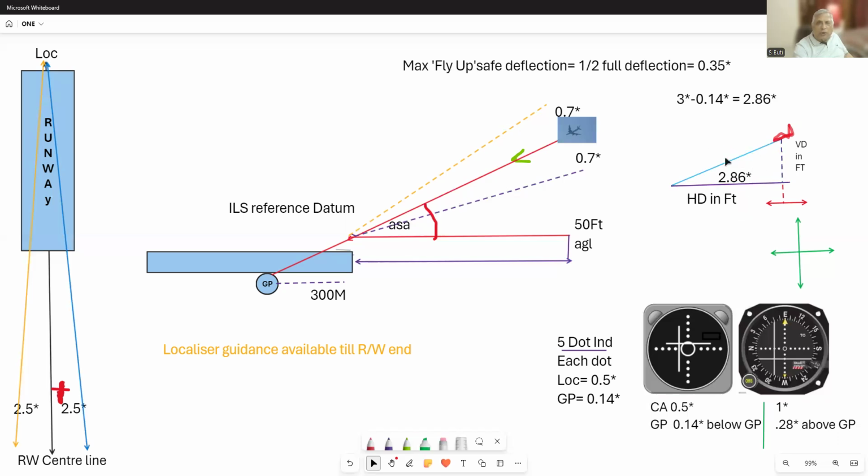Now I'd like you to try a few numericals, which I will give you in the next lesson, along with the numericals for VOR and ILS combined. The point to remember is VOR full deflection is at 10 degrees, and in ILS the localizer is 2.5 degrees and the glide path 0.7 degrees. Divided by the number of dots, it gives you each dot value.